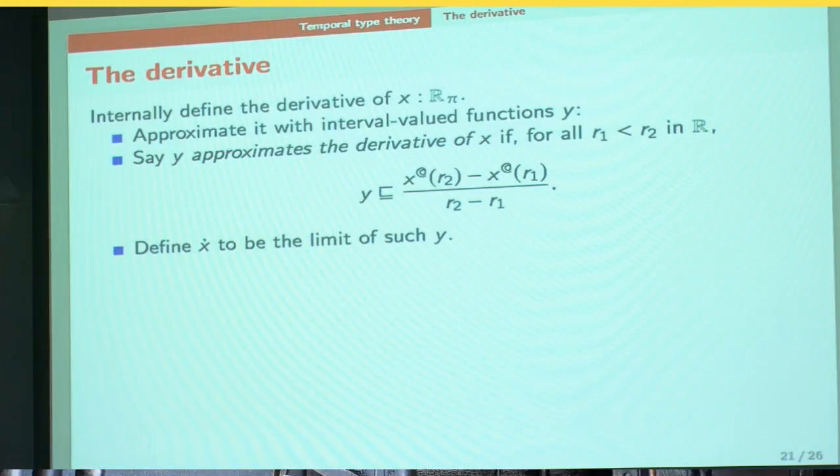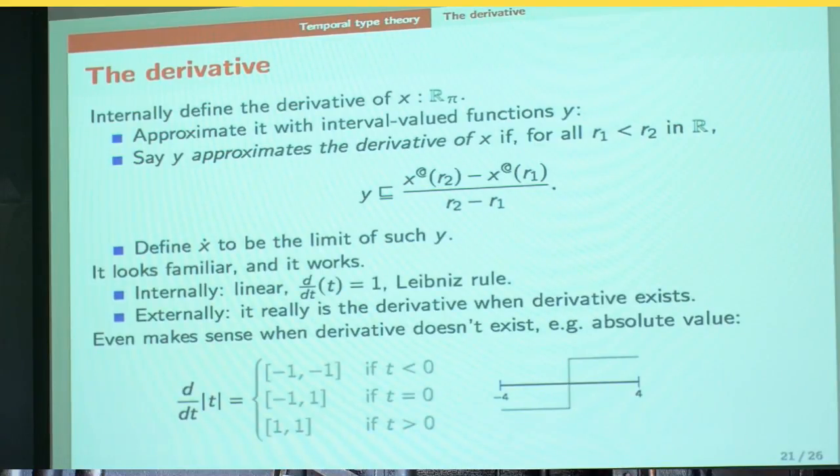And this forms a directed family, the y's that approximate the derivative, so we can take the limit, or sup, of this directed family and define x dot to be that. It looks familiar, and it does work, because internally it's linear, you can tell the derivative is linear, and the derivative of time is 1, and it satisfies the product rule, and you can prove those things.